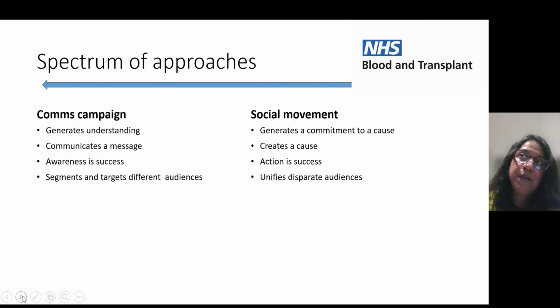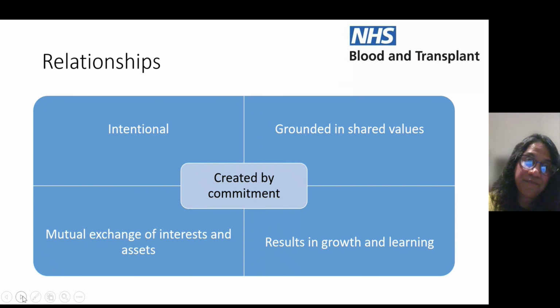We find that public information campaigns or media campaigns, although they generate an understanding, communicate a message, do segment and target different audiences. However, seeing donation promotion awareness as a social movement is more effective. It's almost like how communities came together at the start of the pandemic or with climate change, because bringing communities together unifies disparate audiences. Because organ failure doesn't discriminate. And it creates a cause, and actually action is success.